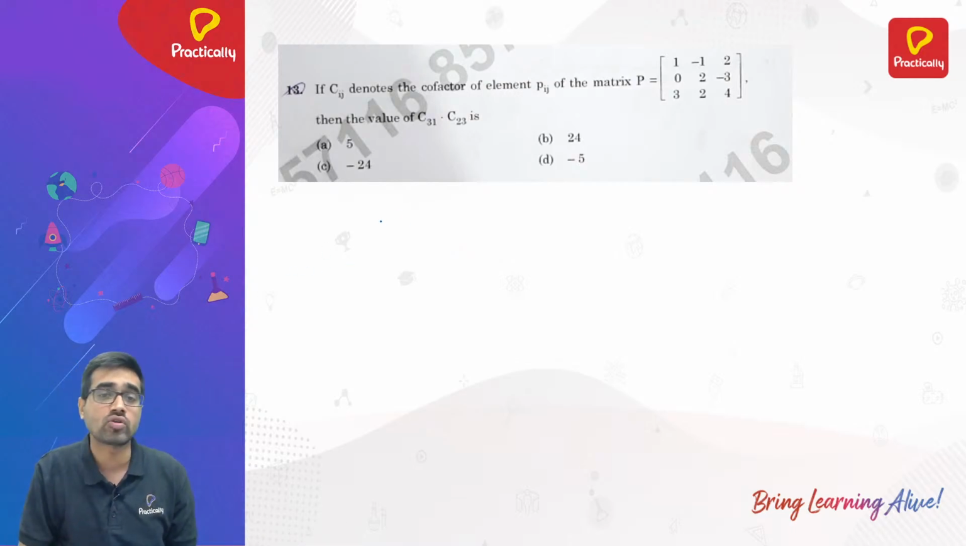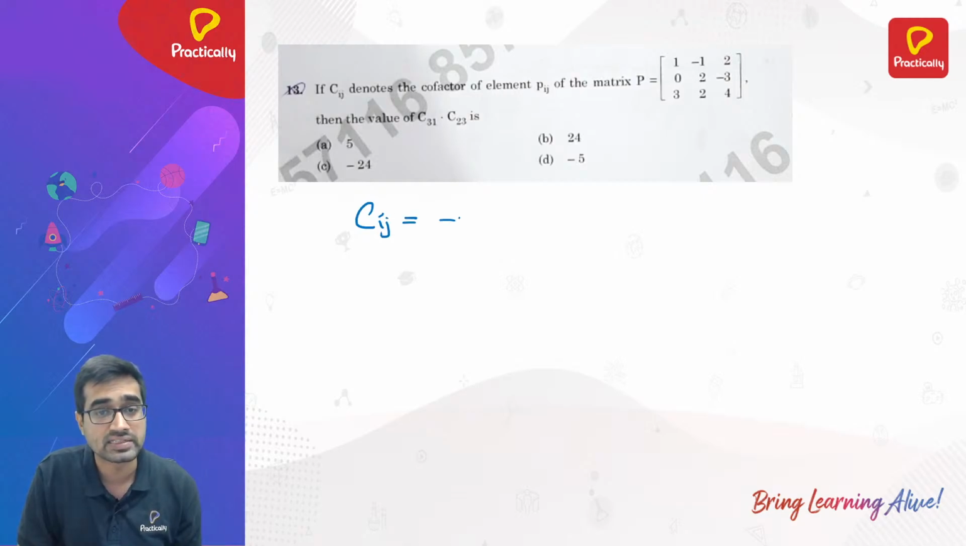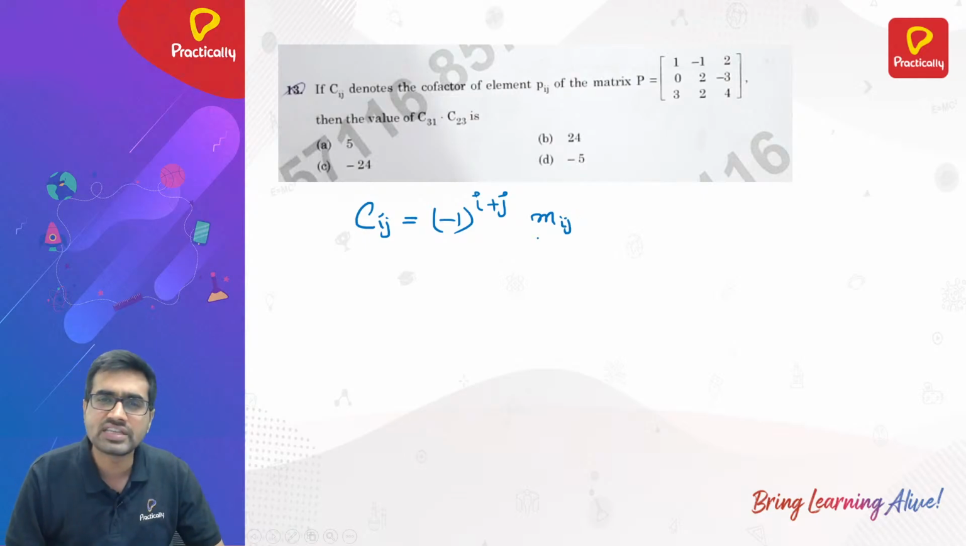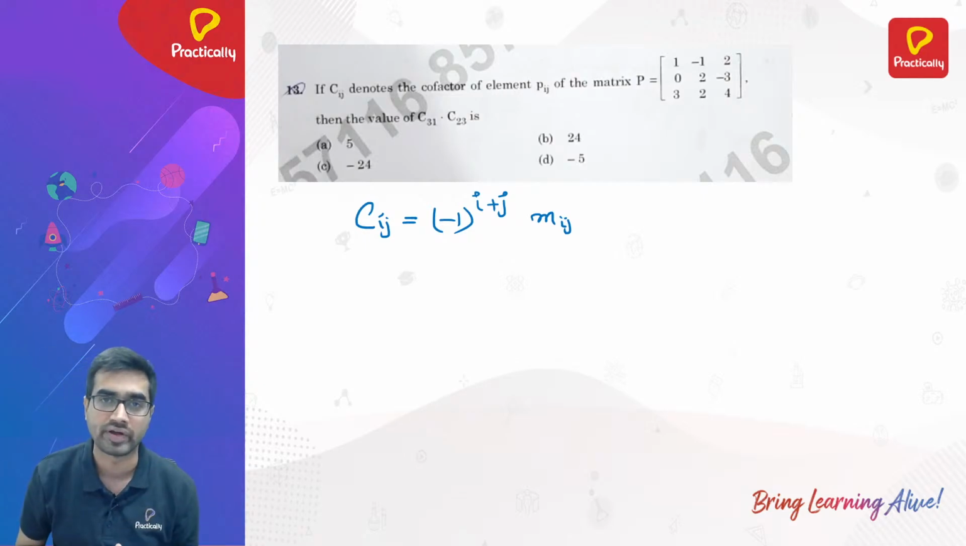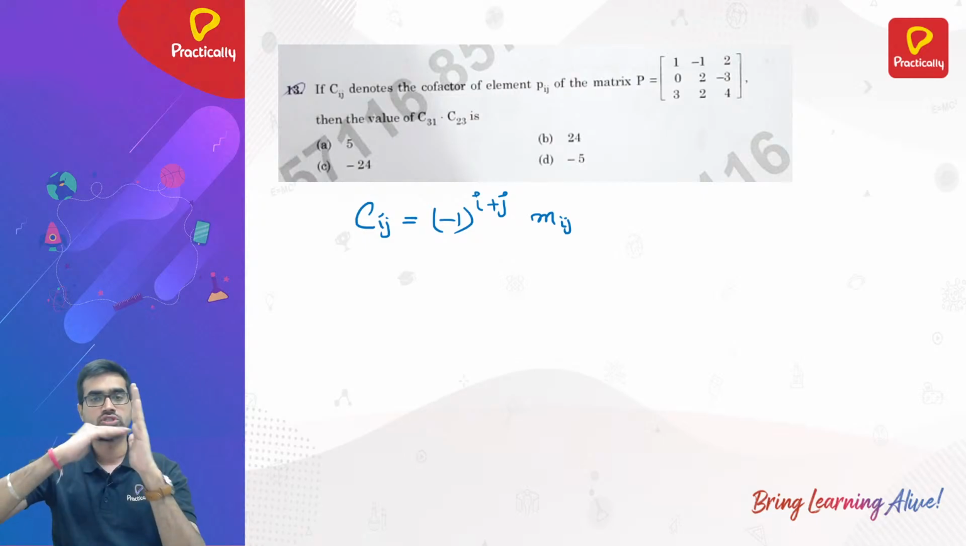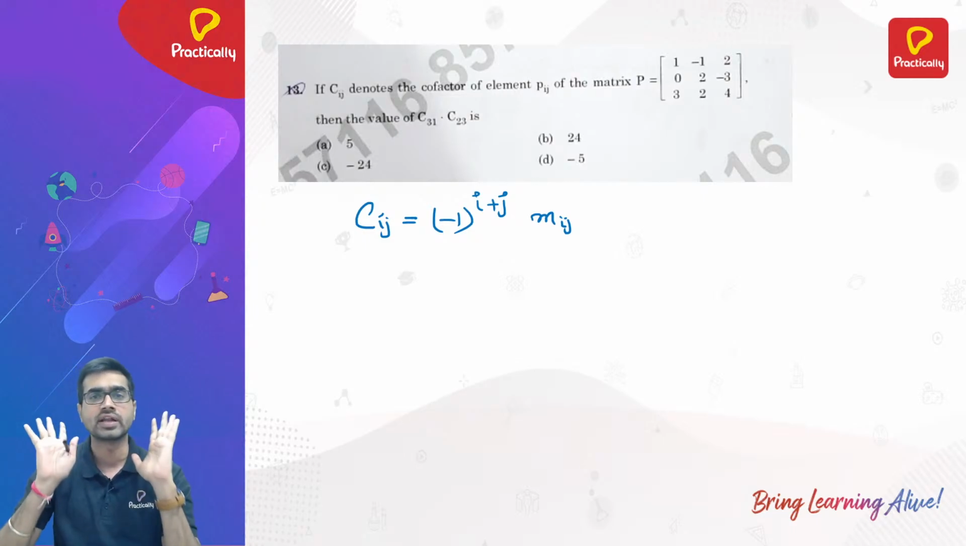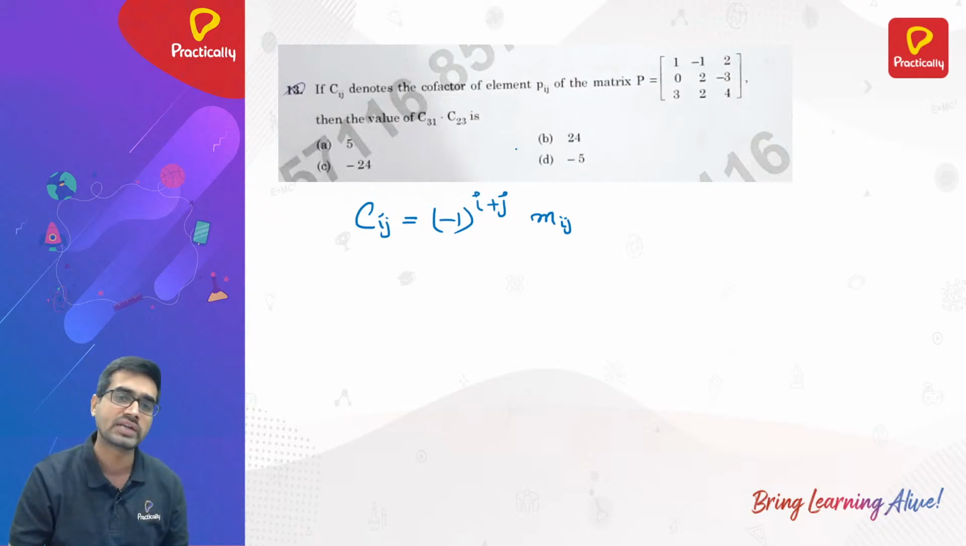Do you all remember the cofactor ij formula? It is nothing but minus 1 to the power i plus j, times the minor of ij. The minor of ij is nothing but you strike out that row and that column, and whatever is left, you find the determinant of it. Very simple to remember.